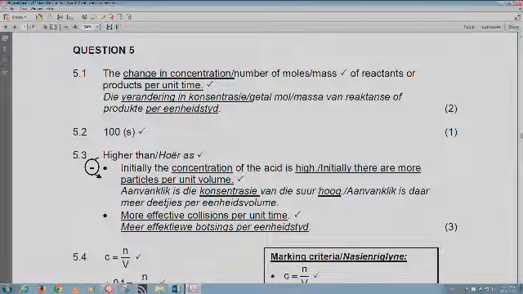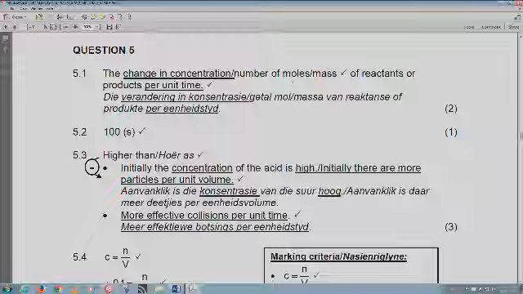So the word change applies in all of them. Change in concentration, change in number of moles, or change in mass for 1 mark, per unit time. It is the second mark there. So the 2 marks are separate.